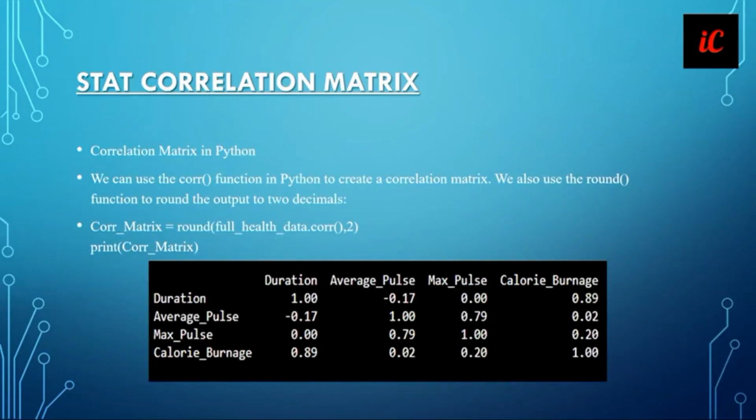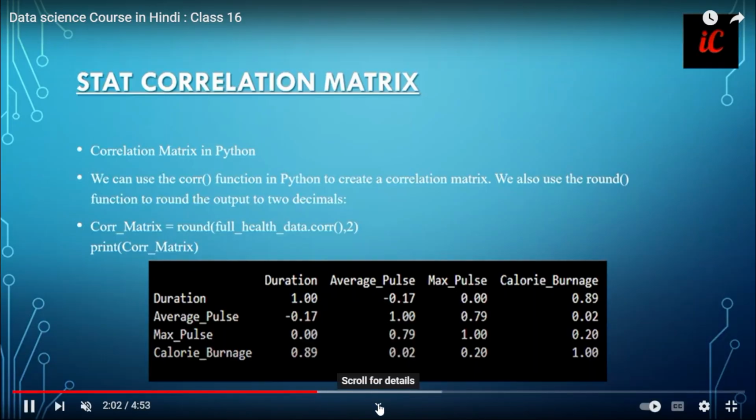We can also use the corr() function in Python to create the correlation matrix. This is the format for how you can create a correlation matrix. We also use the round() function to round the output to 2 decimals. If you want the output with 2 decimals, it will automatically provide the rounded output. That is how you can round the values in the correlation matrix.